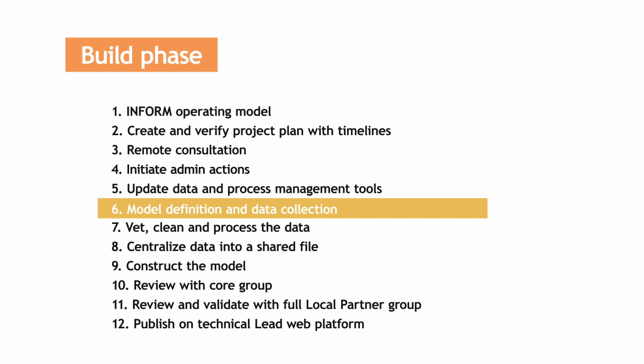Step 6, model definition and data collection. The 4 activities in this phase include key partner consultations, conducting the data collection workshop, defining the model structure, and identifying data sources. Let's discuss each one. Key partner consultation. Identify the key data holders and facilitators of the process. Meet with them to build the relationship, explain the process, and request support and data.